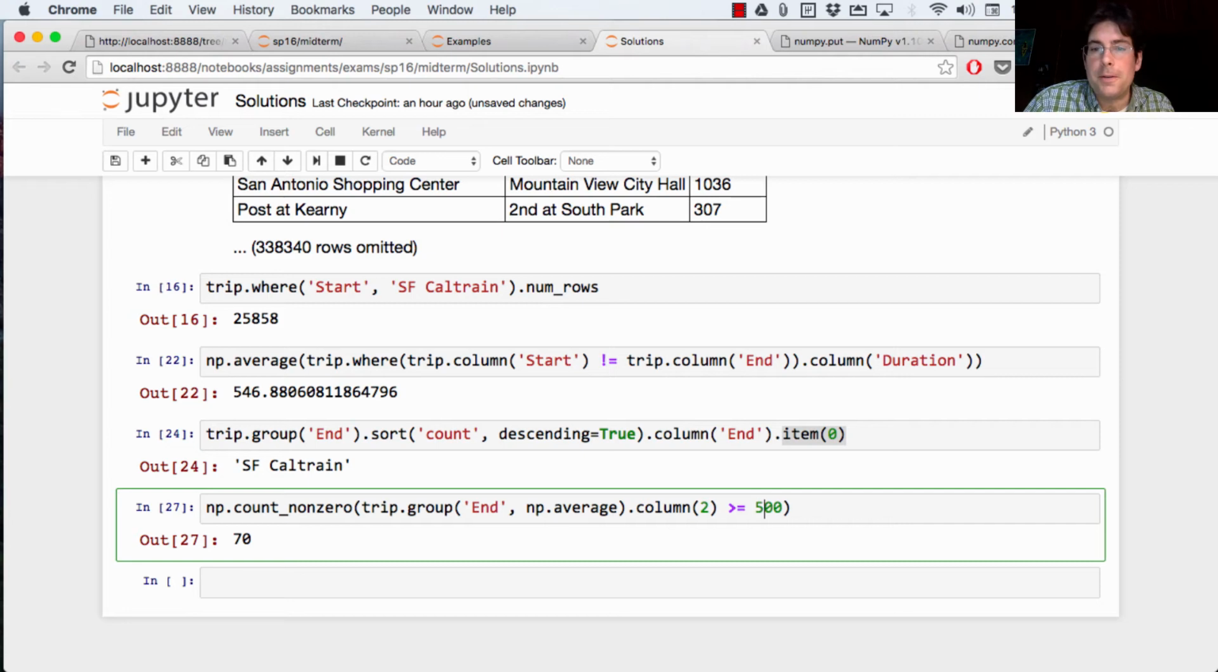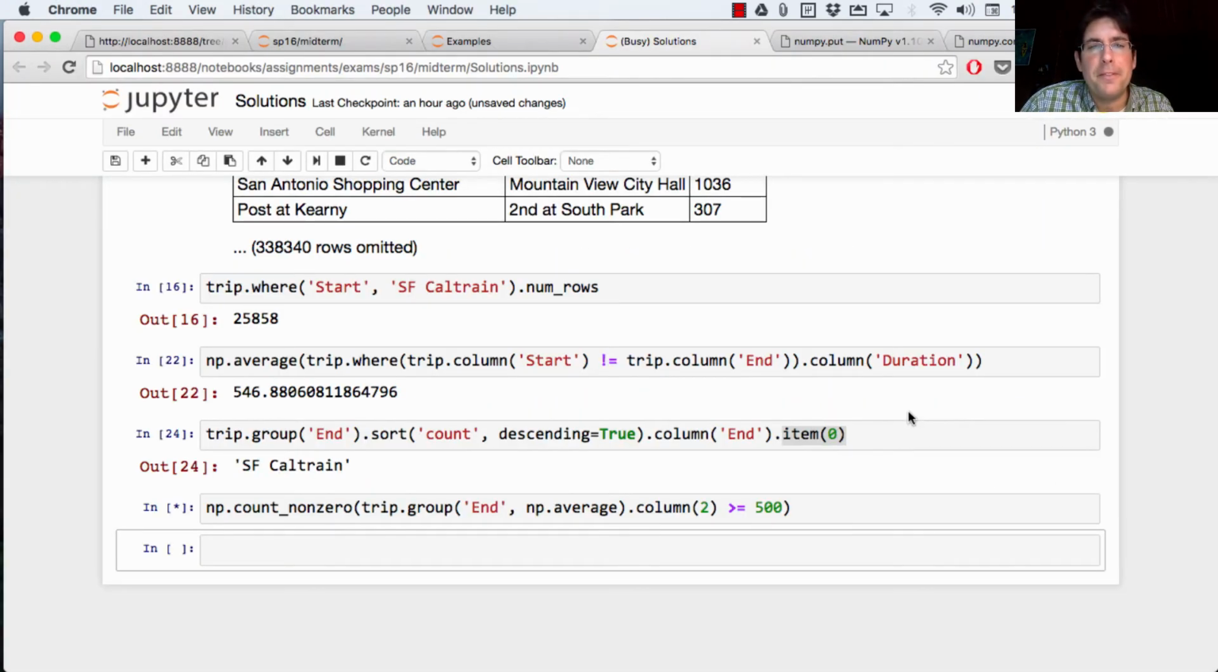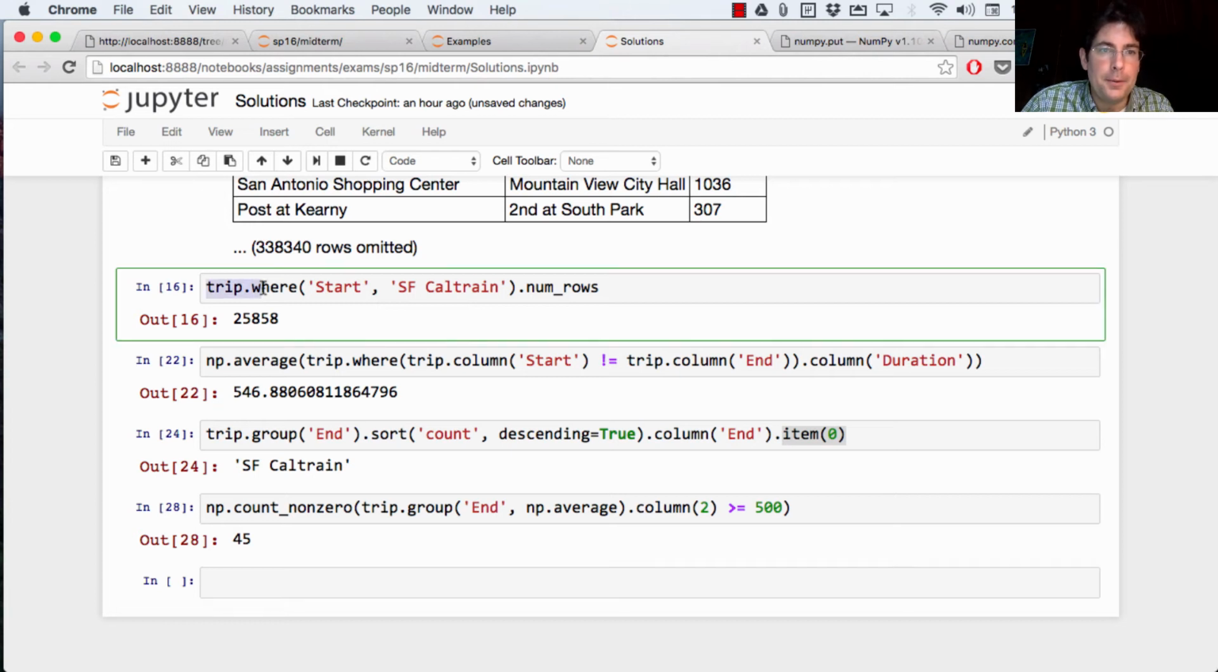But if this were a larger number, like 500 seconds, then we'd find that that was only true of some of them. Okay, so just to review, we still want to use the strategy we had before of making sure we're getting the right kind of value out. So here we had a table, dot where gives you a table, dot numRows gives you a number, and that's why we got the number we wanted.